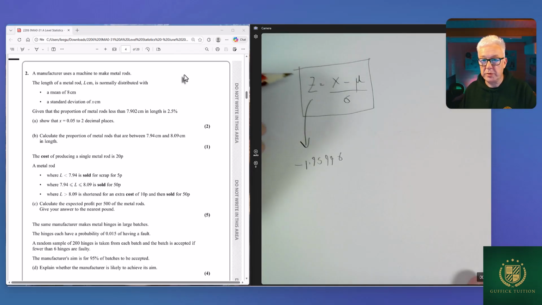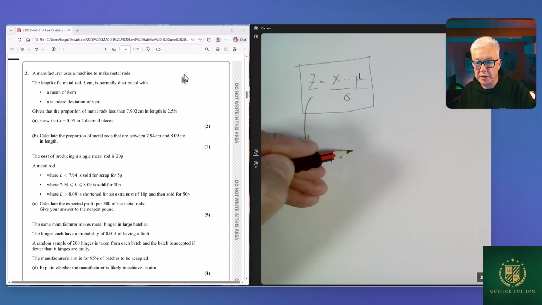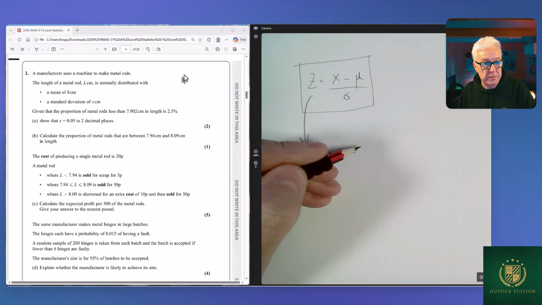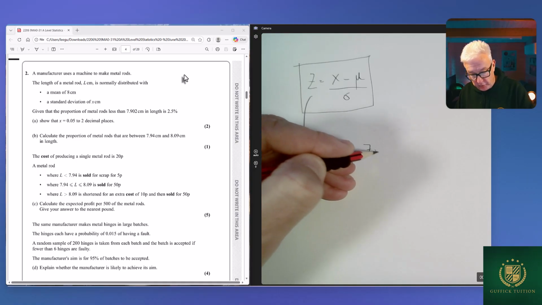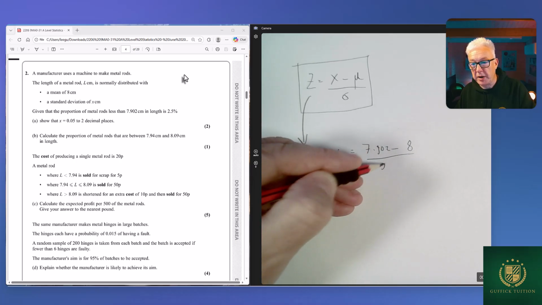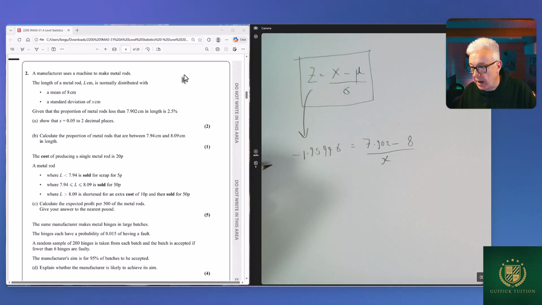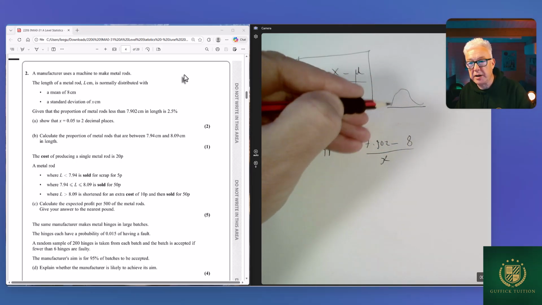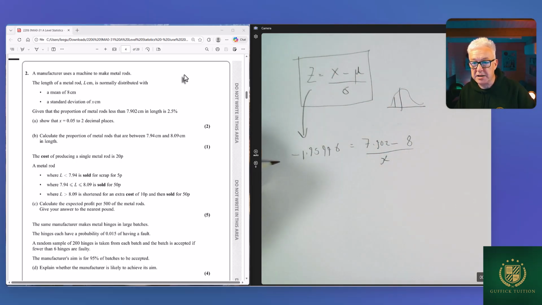Having used the inverse normal distribution, we can now use this Z value to work out what the standard deviation is, because the question told us that it was 7.902. So we've got 7.902, take away the mean, which is 8, divided by the standard deviation, which is X. We know we're at the left-hand side of the distribution because the question says the percentage of metal rods less than that length. So we're using the negative Z value.